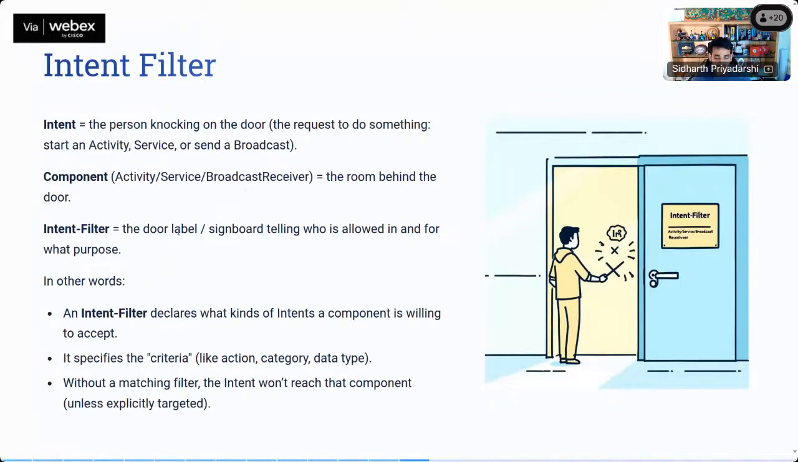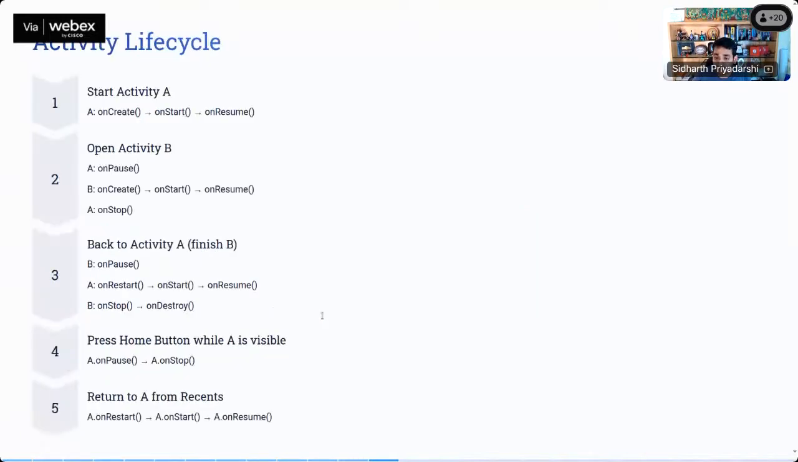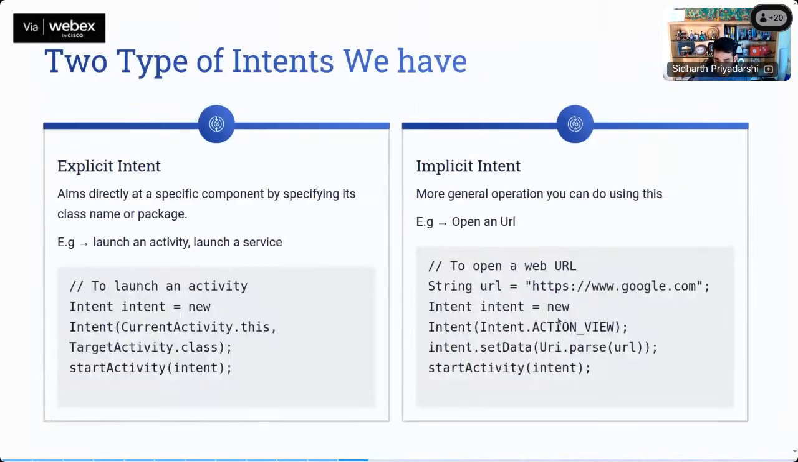On each gate we have a door label signboard, which tells who is allowed inside this activity, who is allowed to invoke this broadcast receiver, who is allowed to invoke this service. In simple words, the intent filter declares what kind of intent a component is willing to accept. If we go back to the previous slide, this is the action view, this is the intent, and you can consider this as an intent filter.